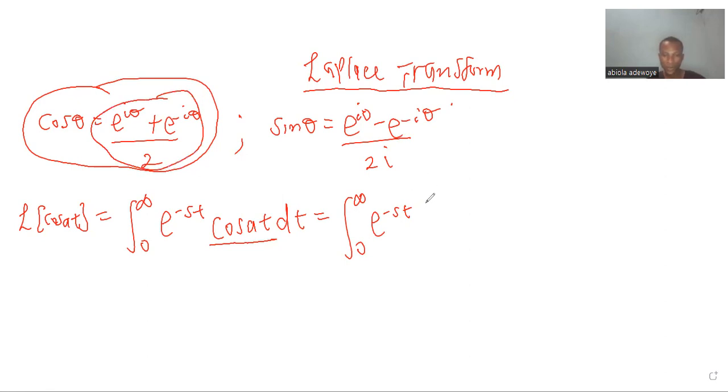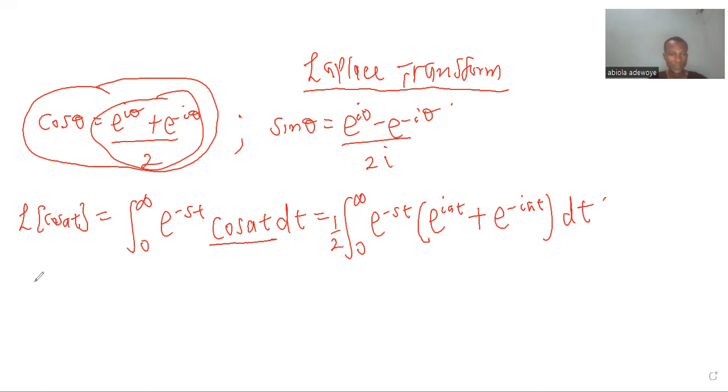So, which means I'm going to have open bracket exponential i at, yes, plus exponential minus i at, close bracket, dt. And don't forget, we have 2 at the bottom. So having 2 at the bottom, it means we can easily have our 2 here, which is 1/2, not 2, 1/2, which can be easily placed at the back of the integral.